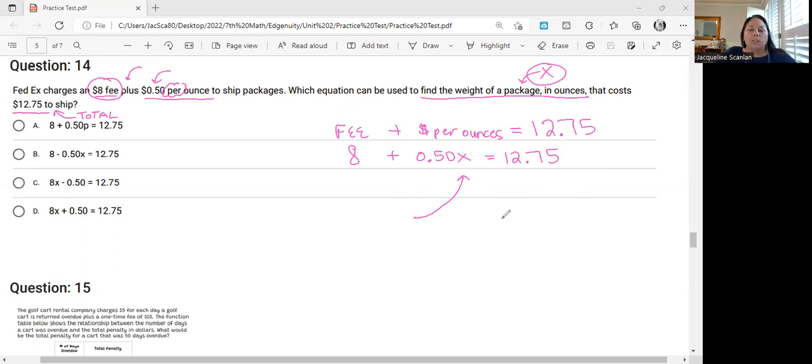So which equation matches this one? Well, it's this first one. Okay, they use the letter P, I use the letter X. Either way, they match. And this one just says which equation, meaning it's a single solution. You don't need to pick more than one.